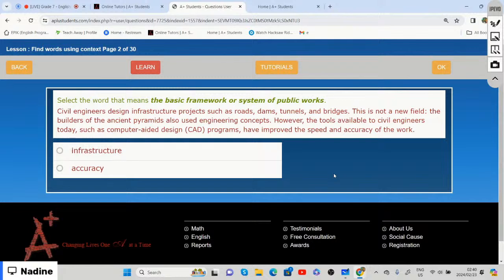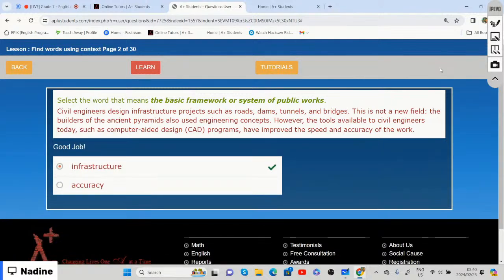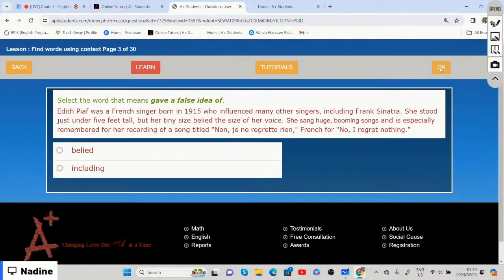All right. And if we look at certain words, let's say context clues, which will basically give us the idea of basic framework or system public works. Words such as your roads, your dams, your tunnels, your bridges, and so on. These are all words that have to do with the infrastructure of the areas, right? Not accuracy, but infrastructure. And infrastructure is correct.